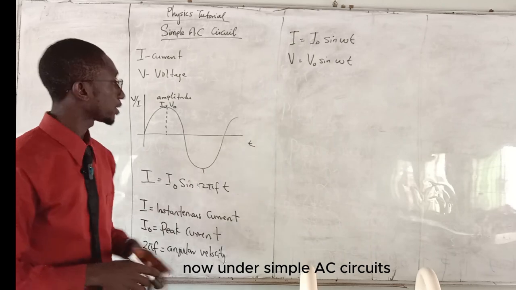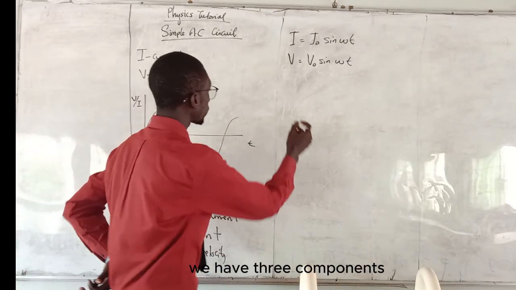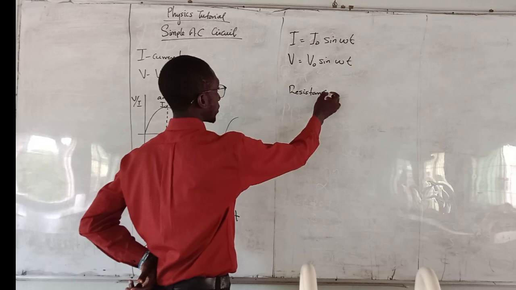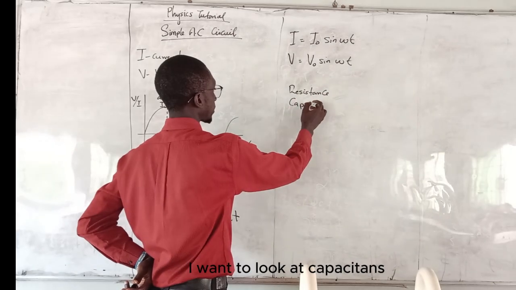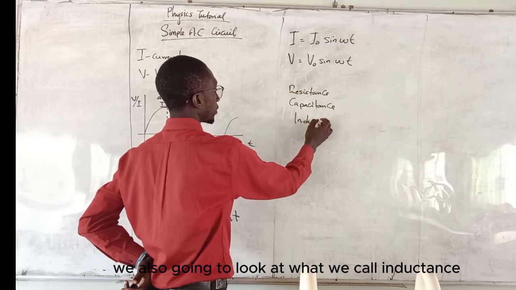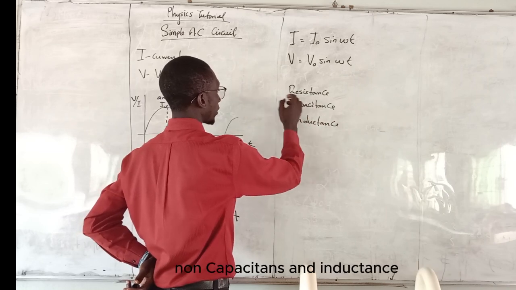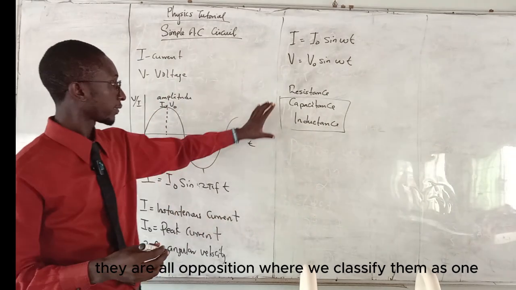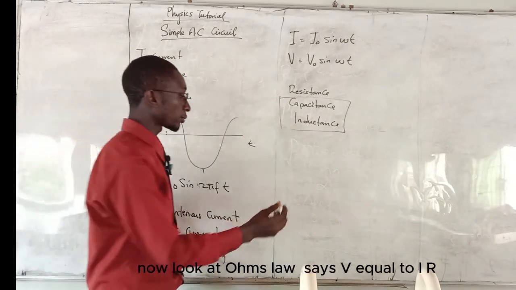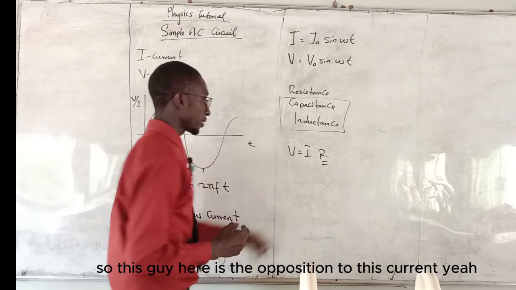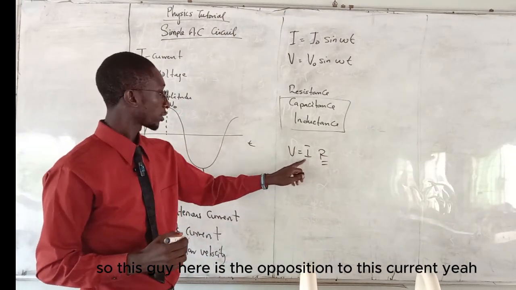Now, under simple AC circuits, we have three components we are going to look at: the resistance, the capacitance, and also what we call inductance. Now, capacitance and inductance are both opposition, but we classify them as one. Now, look at Ohm's law. Ohm's law says V is equal to IR. So R here is the opposition to this current.